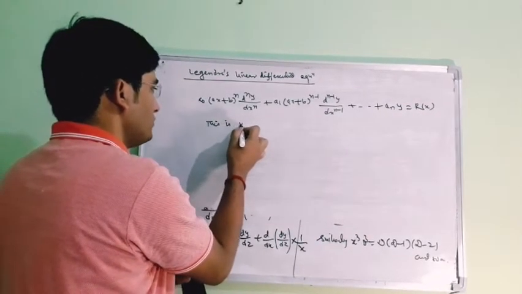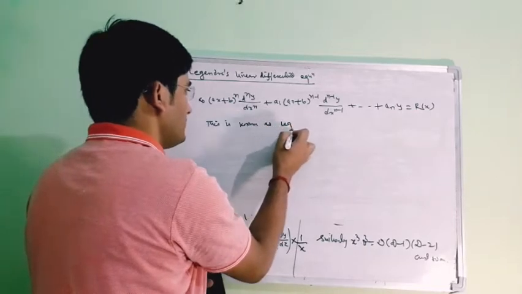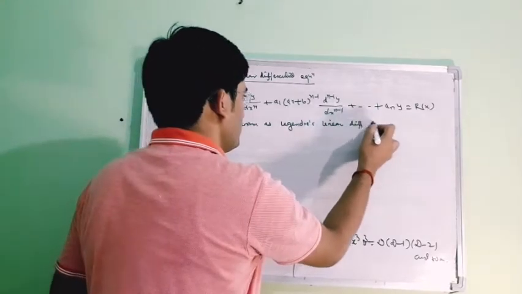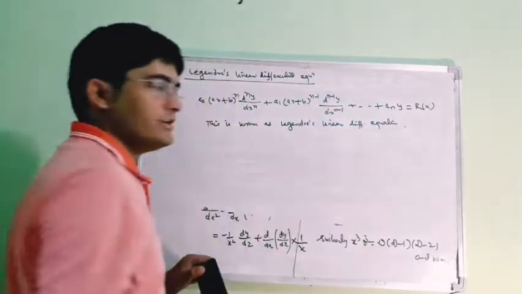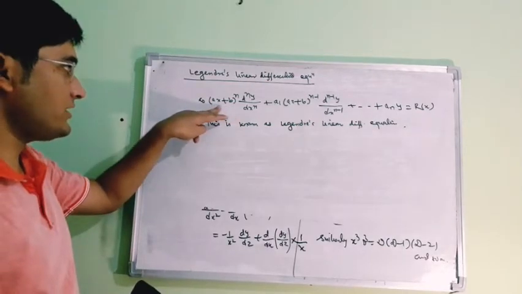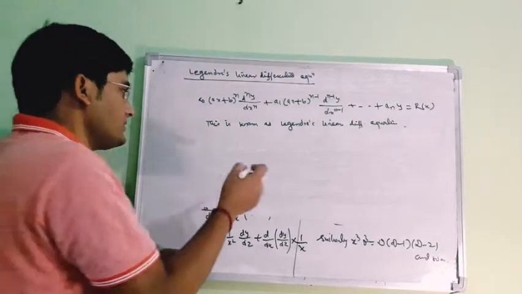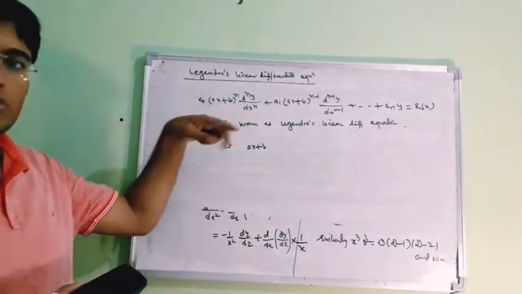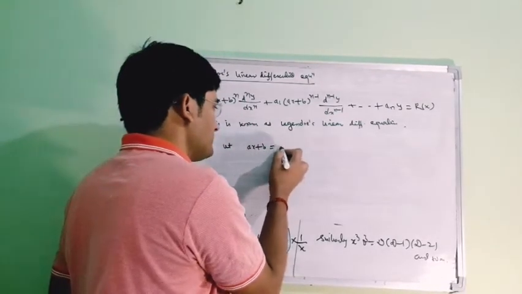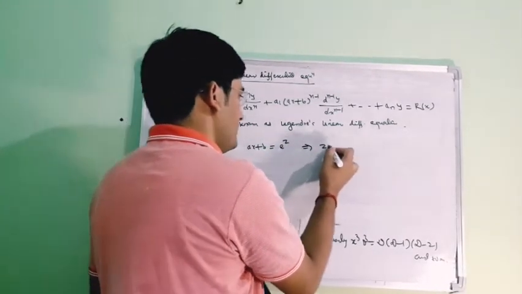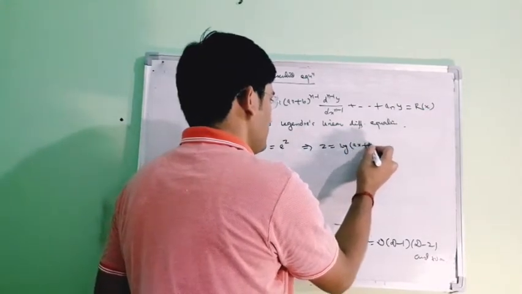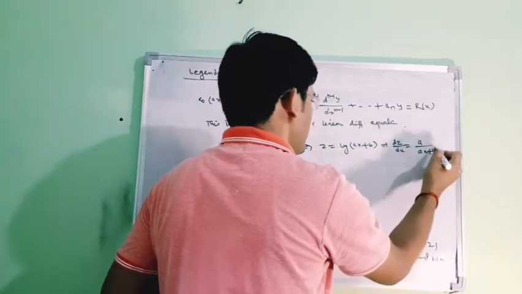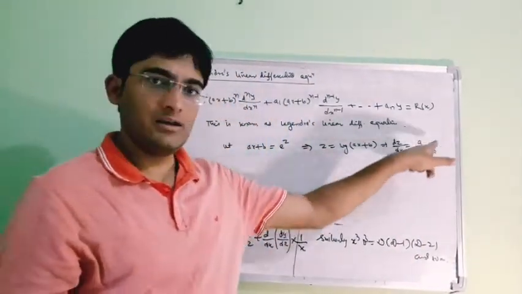This is known as Legendre linear differential equation, and it is the same as Cauchy linear differential equation, but in place of x now we have ax plus b. So let us assume, as in Cauchy linear differential equation we assumed x equal to e to power z, here we will assume ax plus b as e to power z. So from here our z will be log of ax plus b, and our dz upon dx will be a upon ax plus b. So here you can see that we have a constant a.